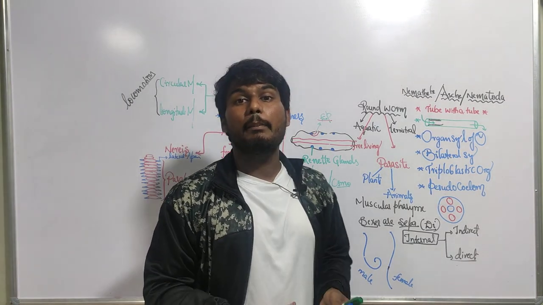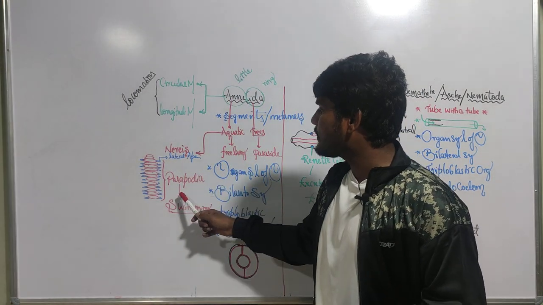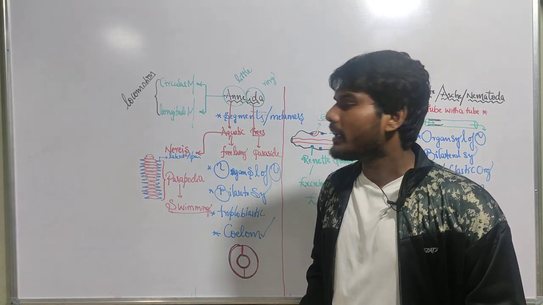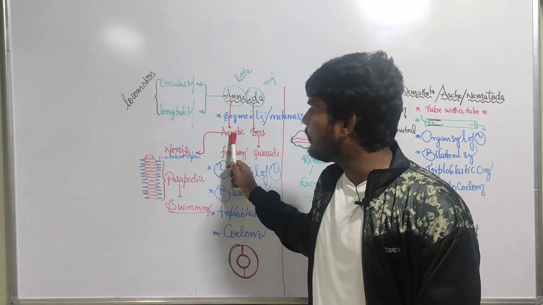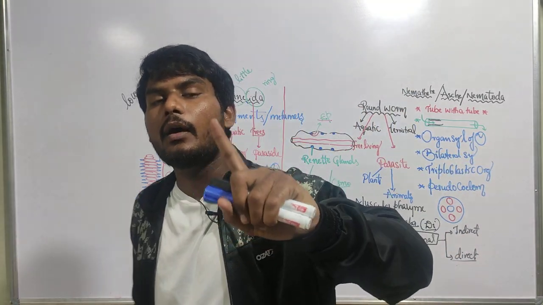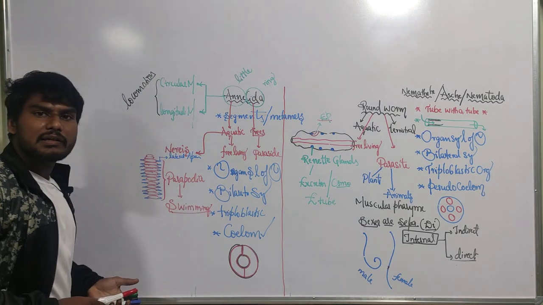This you have to remember: parapodia are nothing but lateral appendages. They help in water, and locomotion is swimming. It is only seen in the aquatic annelid. What is the aquatic annelid? Nereids, which live in marine water. And now come to the excretory structure.